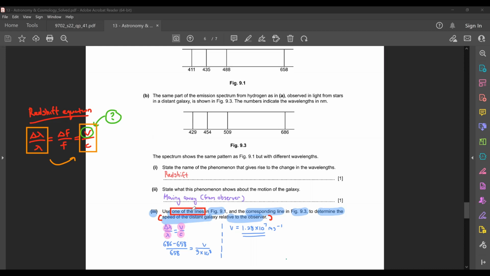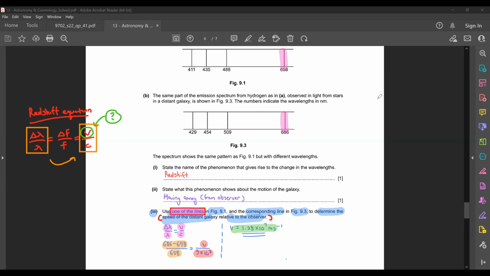Since the question asks you to just use one of the lines, I'm going to use 658 nanometer increasing to 686 nanometer, so that the change in your wavelength is 686 minus 658 divided by the original wavelength value of 658, and then equate it to your recessional speed divided by speed of light, 3 times 10 power 8. Eventually, you'll be able to find the answer as 1.28 times 10 power 7 meter per second.